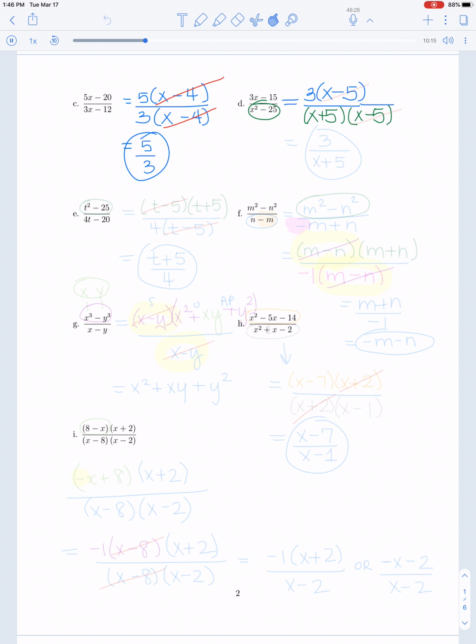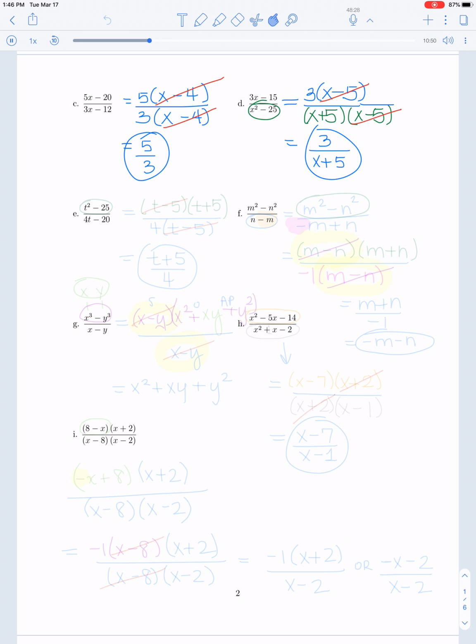Now notice this does leave us with a common identical factor on both the numerator and the denominator of x minus 5. So we can go ahead and cancel that out. This leaves us with only a 3 on the top and an x plus 5 on the bottom. Notice, because the factor of x plus 5 on the bottom is by itself, we no longer need to write the parentheses around it. So that's our final answer, 3/x plus 5.